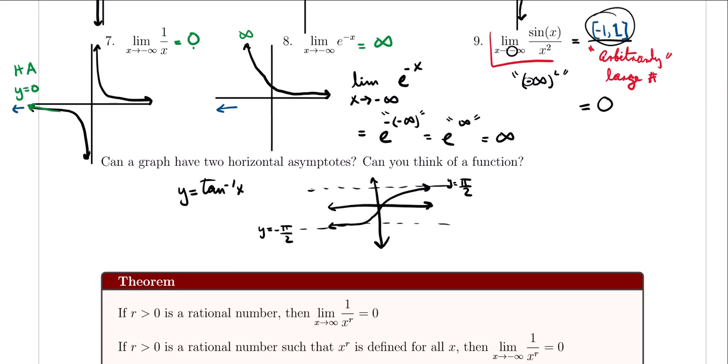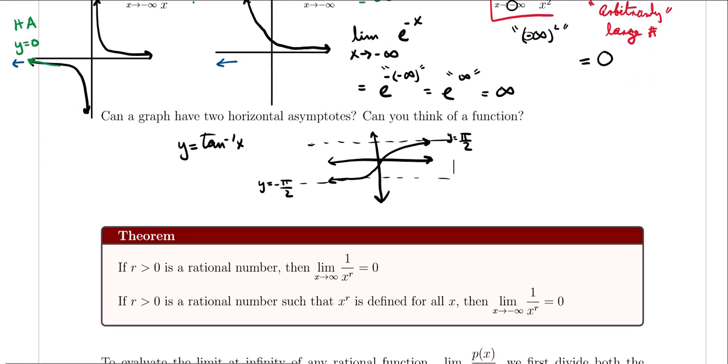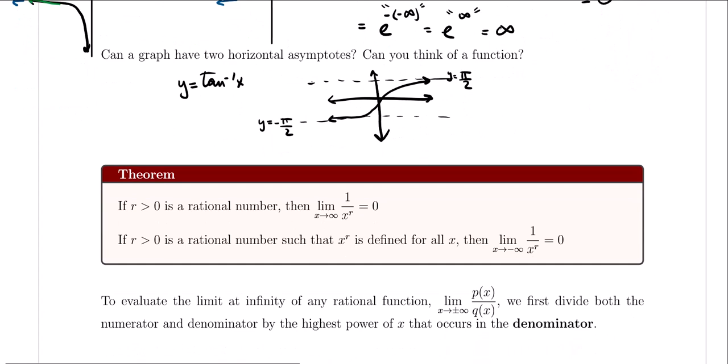All right, perfect. Now, this video here is getting a little bit long, so it's actually going to be split into 2 parts. But to finish this video, I do want to discuss a very handy theorem. And this one here tells us the following. If you're dealing with a number r that's greater than 0, being a rational number, then the limit as x approaches infinity for 1 over x to the r is 0.